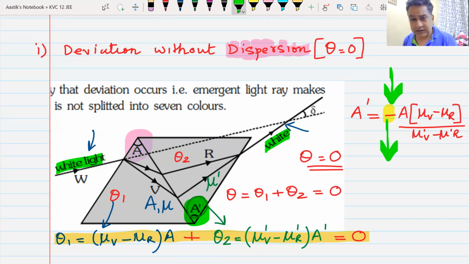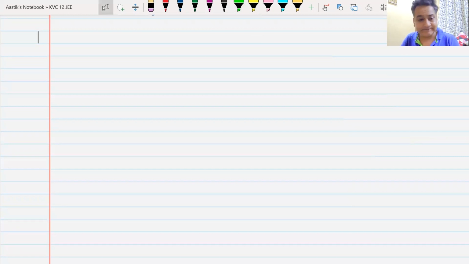Again, remember the diagram is not that important. The important thing is you understand what is dispersion and what is deviation. Dispersion means splitting of white light. Deviation means the light which is emerging out is making an angle with the incident light. Here we have zero dispersion and we have deviation. Everyone understands this? Have you noted it down?